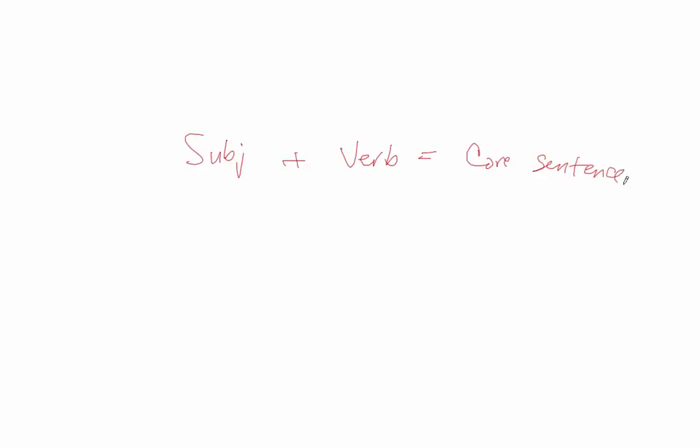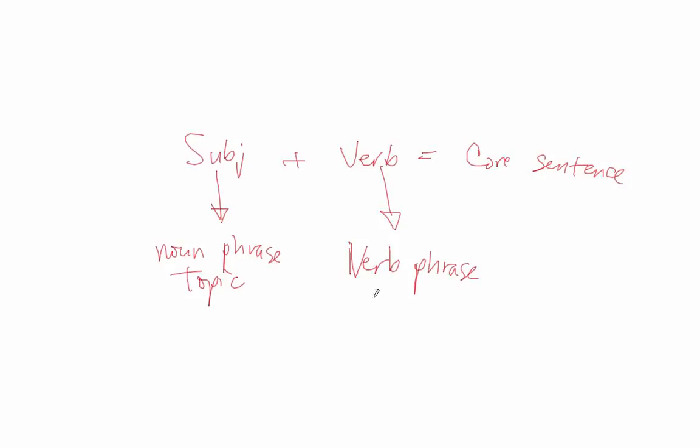Now, in other grammar books, you may encounter them with different names. Subjects could sometimes be called noun phrase, could sometimes be called topic, could sometimes be called focus, like what I used. And verb, you can have verb phrase, or can also be called the predicate. So it's that simple. That's all to it.